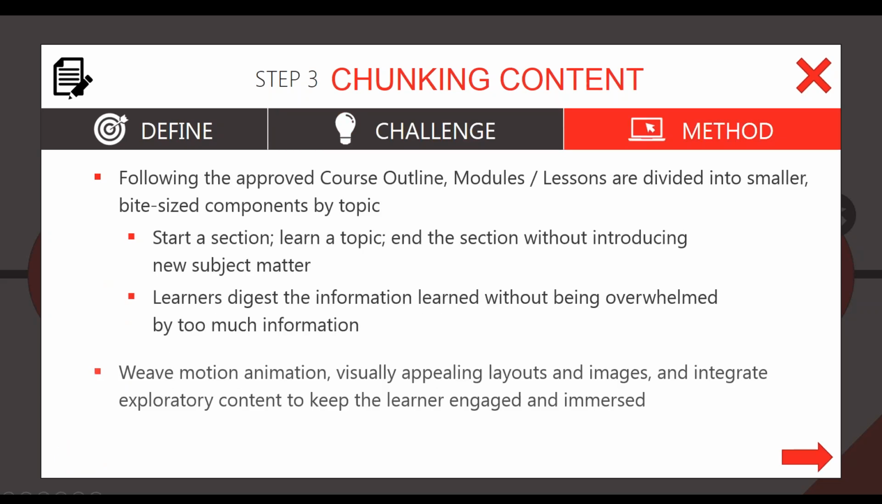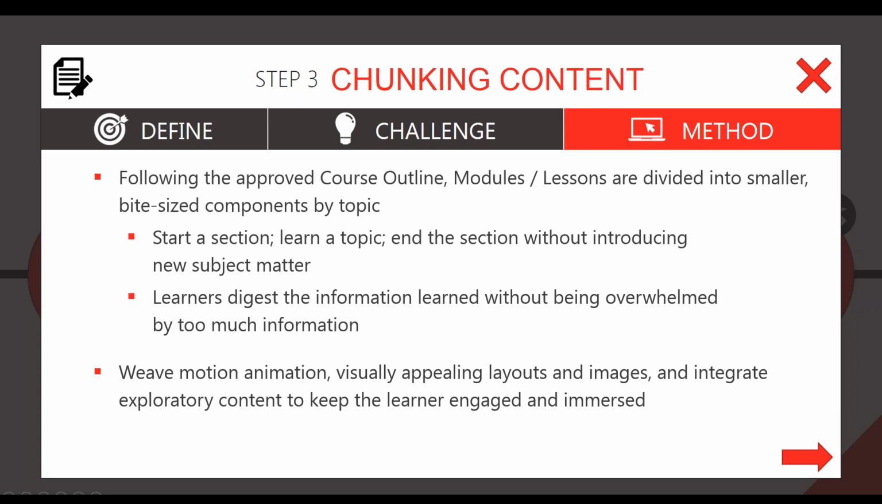And the method for how we do this is we follow the approved course outlines that we've done from step 1. What we like to do is start a section, you learn a topic, let's say about gold, and then you end the section without introducing a new subject matter, like silver. That way the learner can digest all the information they just learned before choosing to go to the next topic and starting to get overwhelmed. So this way they get to piecemeal it themselves, and it's easier to retain, take notes, and all of that.